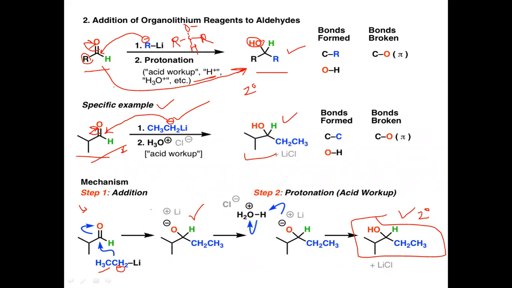Then some example reactions with CO2. There is a carbonyl group, C double bond O, in CO2. Let me see this structure of the CO2. This is the organolithium, meaning this carbon has a negative charge. This negative charge carbon attacks this carbon.